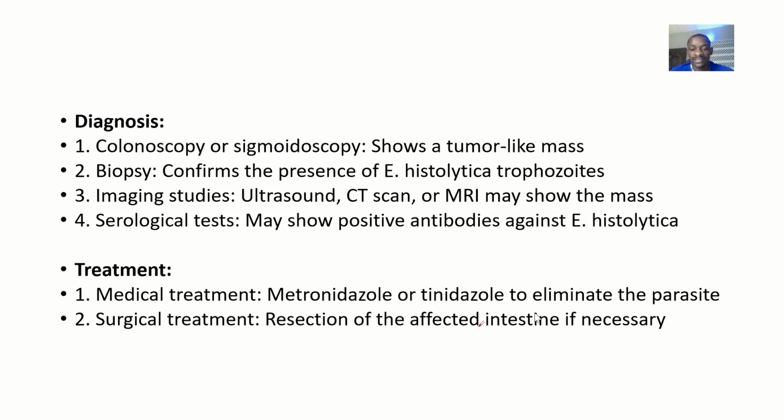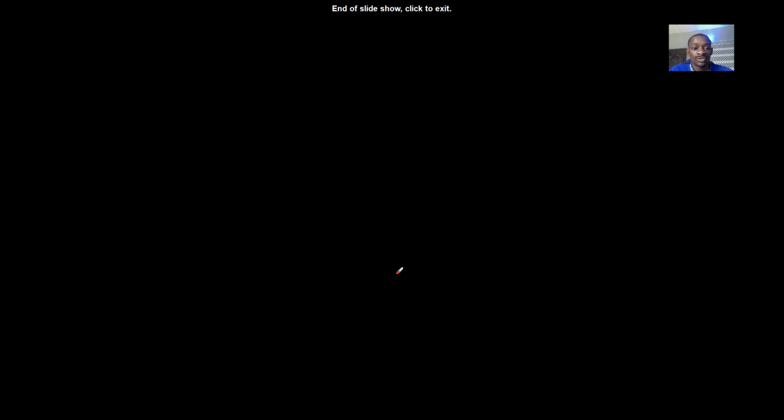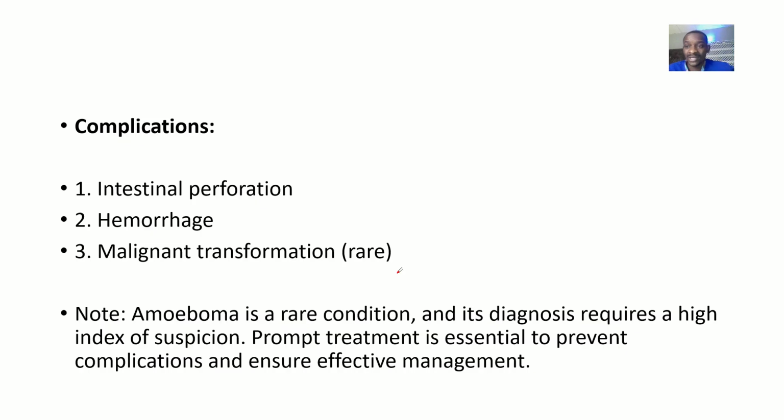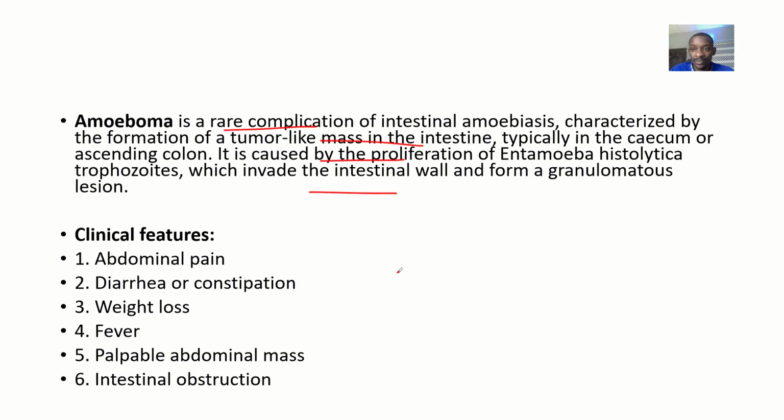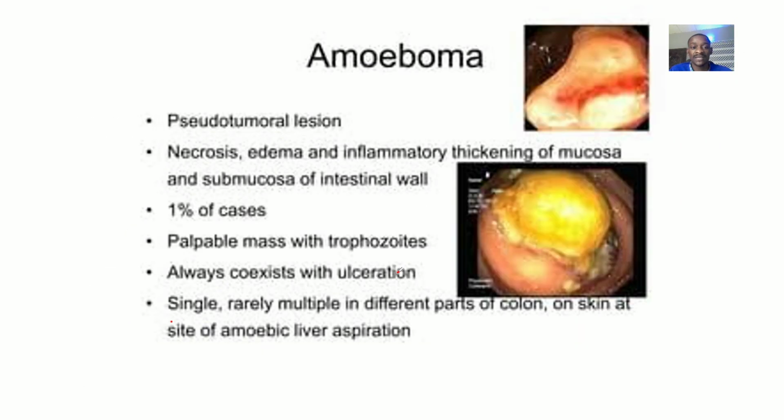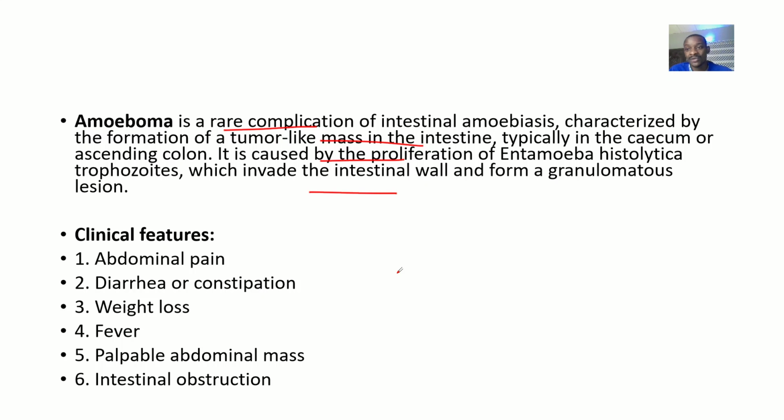So treatment is divided into medical treatment and surgical treatment. For medical treatment, you can use antiparasitic medications like metronidazole and tinidazole. Surgical treatment is when you surgically resect the tumor out. So what are the complications? This could lead to intestinal perforation, hemorrhage, and malignant transformation. So I think that's it for the tumor growth that could result from amoebiasis.